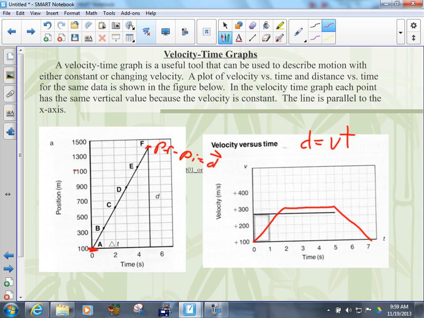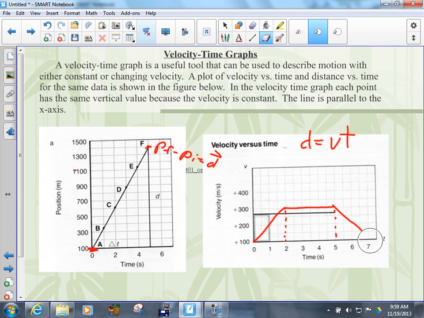Now, what if I have a graph that looks like this? It's still the area under the line. The area under the line is still the displacement. It's just now I have 3 shapes to calculate the area of. So I calculate the area of this triangle, this rectangle, and this triangle, and then do what? Add them all up.